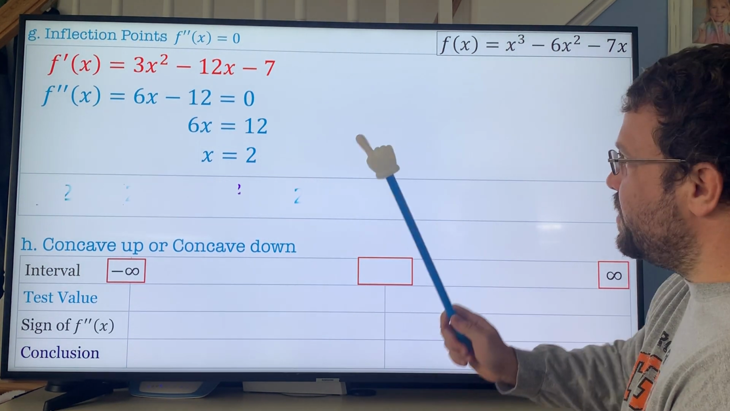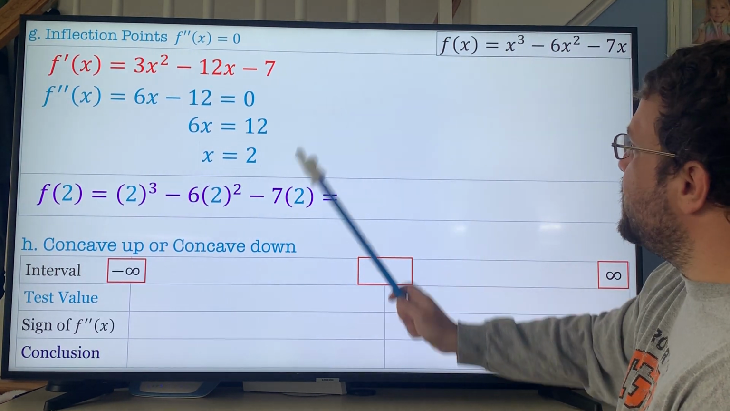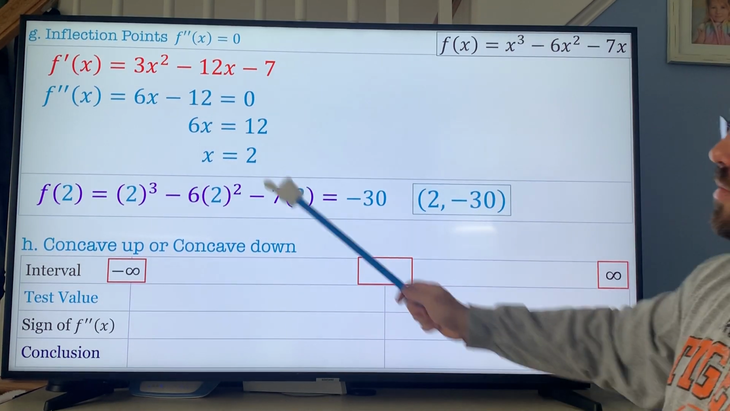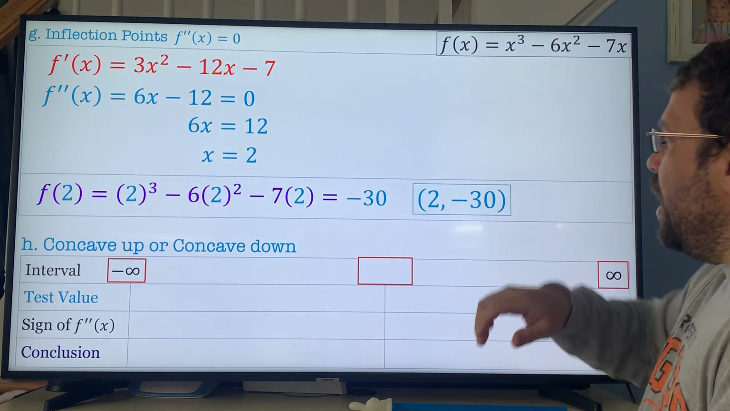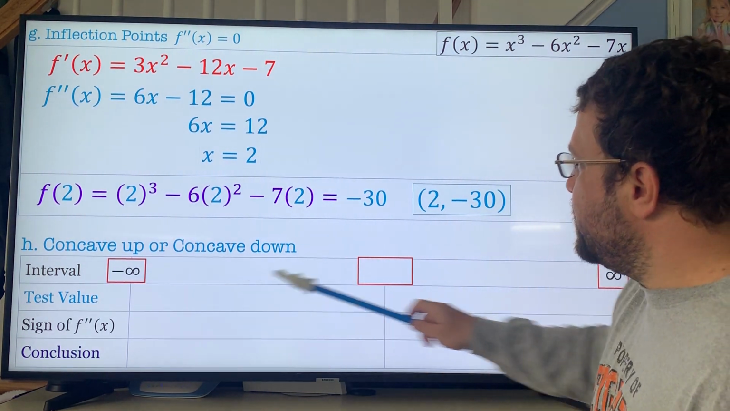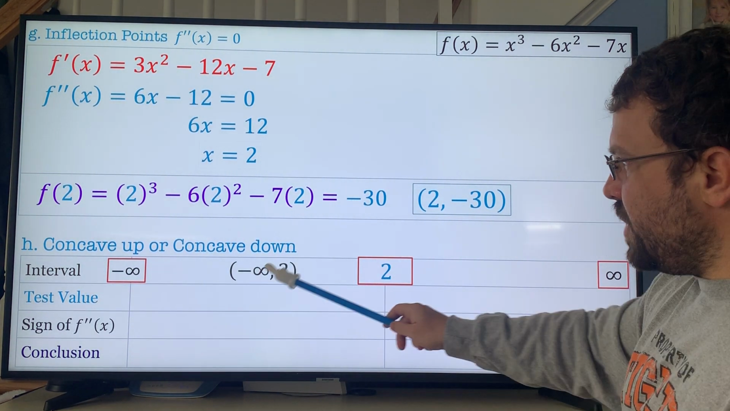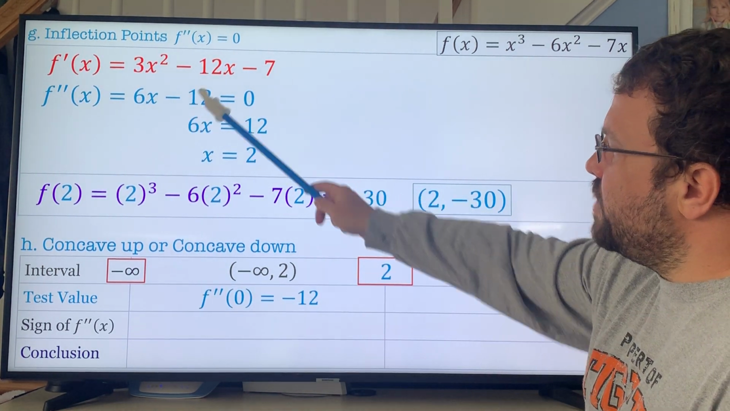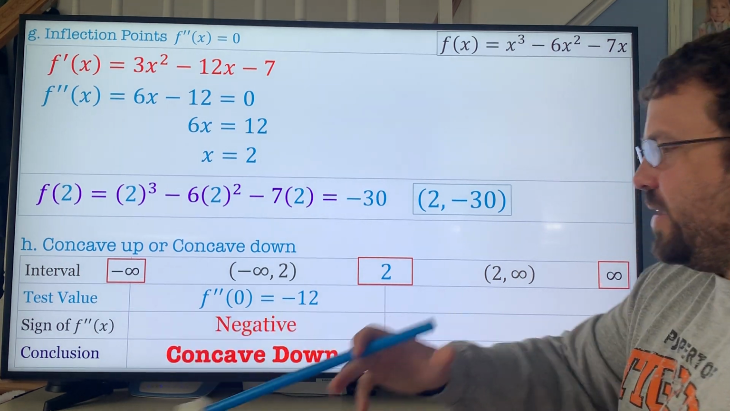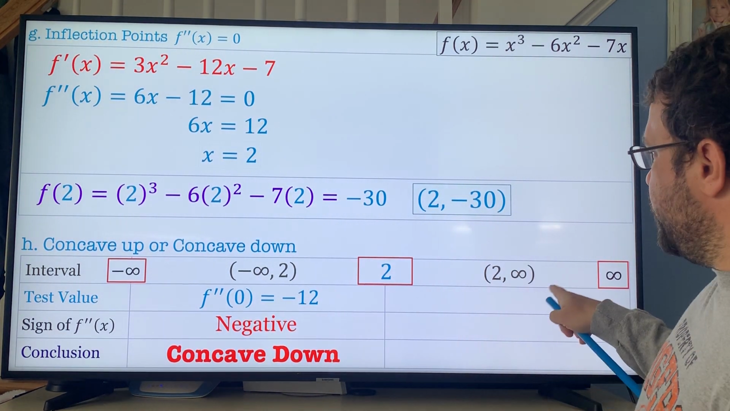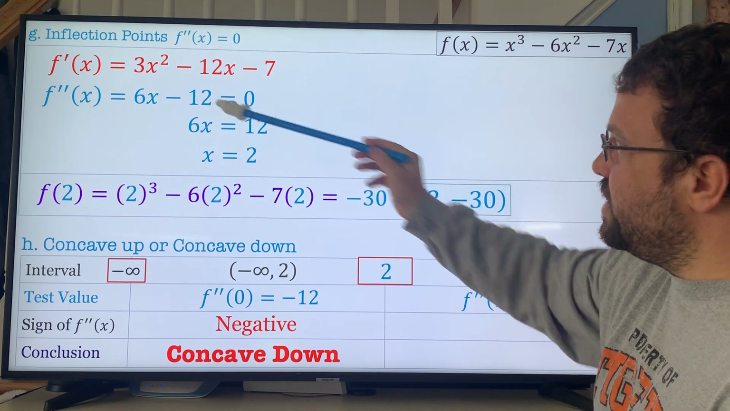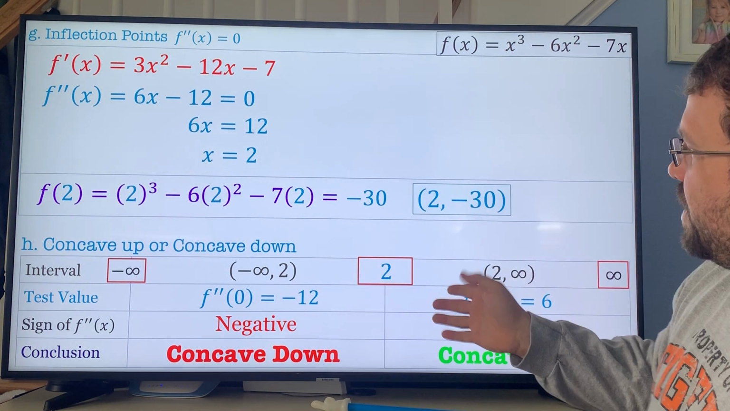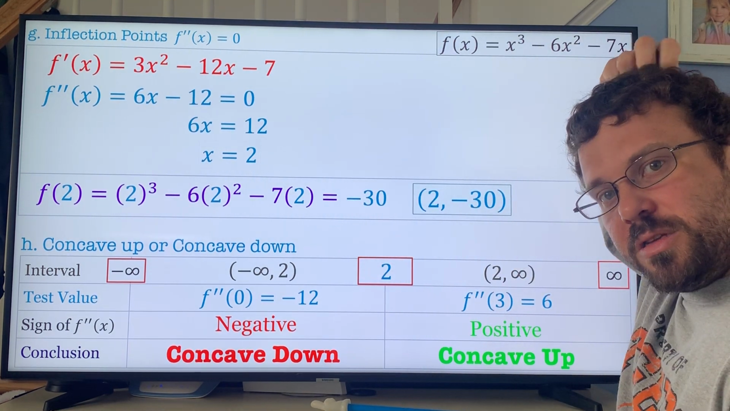So you have one inflection point. Take your 2, plug it into the original equation. And your actual point is -30. So 2, -30 is the actual point. Remember, critical number, inflection point. Negative infinity to 2, 2 to infinity. Negative infinity to 2, pick like 0. 0 minus 12 is -12. Negative number, concave down, so it's going to be concave down. Between these two numbers, pick a number like 3. 18 minus 12 is 6. Positive is just concave up. So you have concave down before you get to this point, concave up after you get to this point.